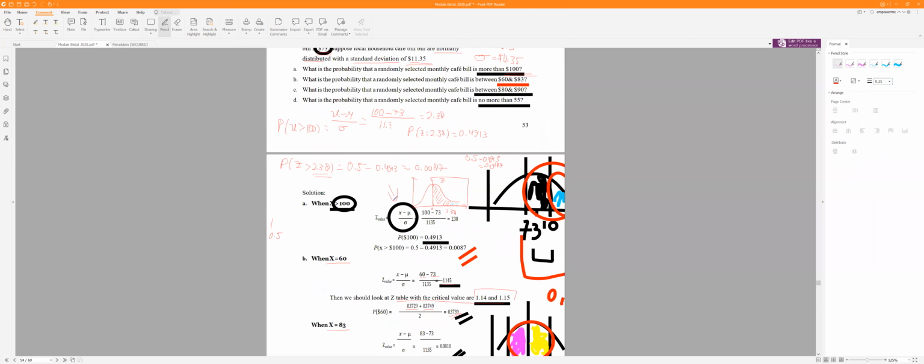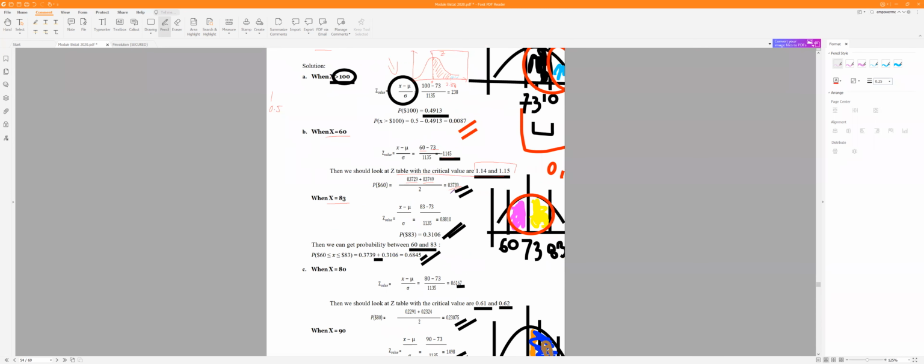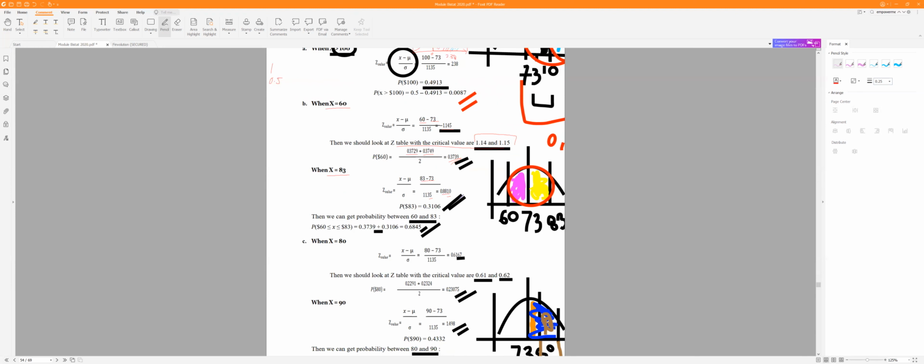Yeah. So for when X is equal to 83, because in B you're supposed to find the probability that it's between 60 and 83, right? So between, you have to find, of course, two different probability values. Okay, so when X equals 83, you find the Z value first. You get 0.881. Okay, so the probability for 0.881 is 0.3606. If you want to find the probability that it's between 60 and 83, you sum up these two numbers.